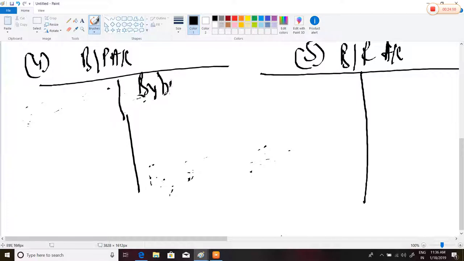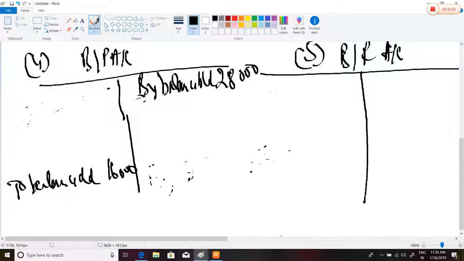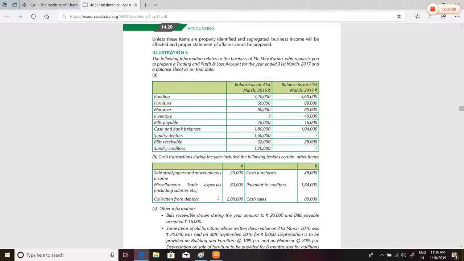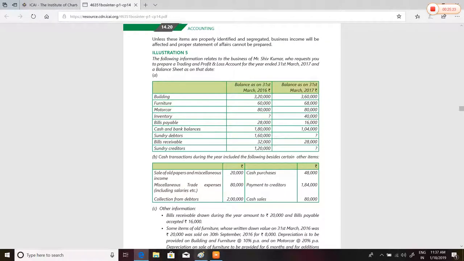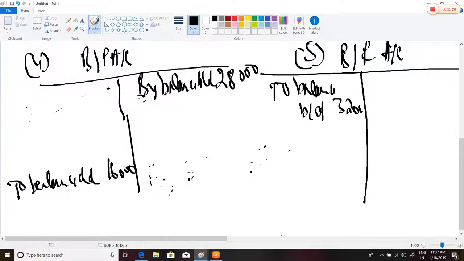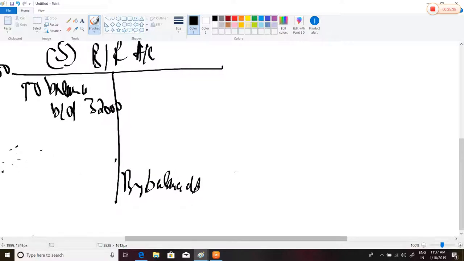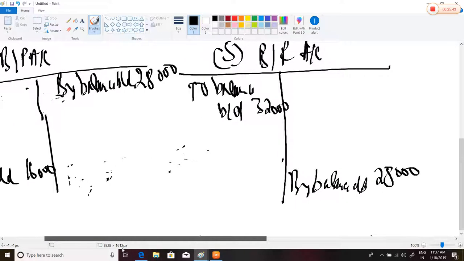By balance brought down 28,000, to balance brought down 16,000. To balance brought down, bills receivable 22,000, and the closing balance is 28,000. 32,000 and 28,000. Okay, sorry, I forgot. 32 and 28, 28,000. Then in the balance sheet, bills receivable to be transferred is 28,000 rupees.